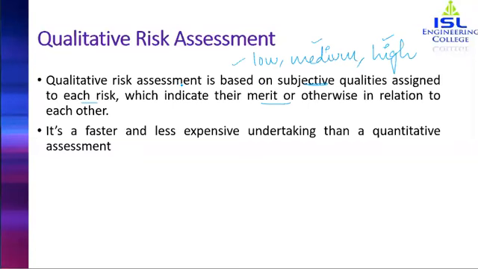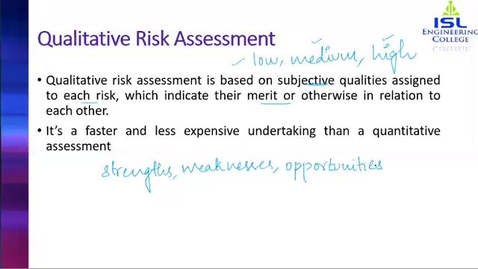Within this subjective rating, there are a few things that you need to take into account so that you can identify the low, medium, and high categories. You need to keep in mind that it takes into account the different strengths, the different weaknesses, the different opportunities, and the different threats that the organization is facing. When you have all this information, you can categorize the different types of risks based upon their subjective qualities.